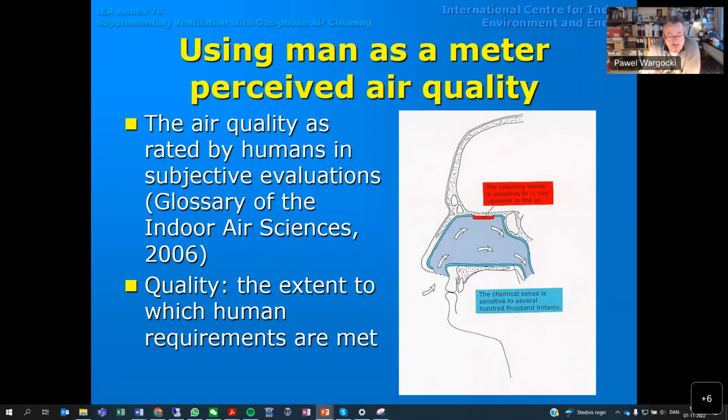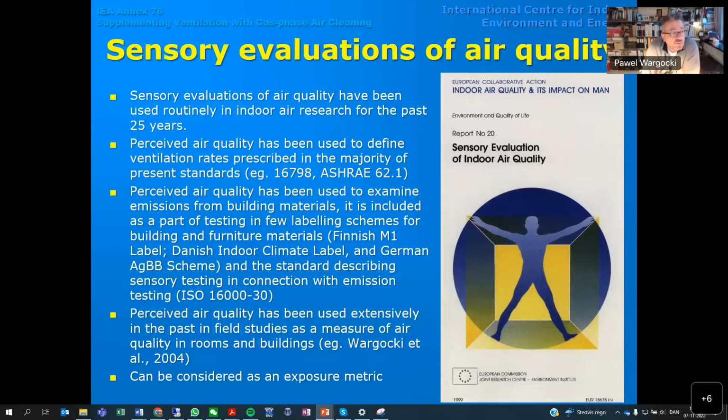And perceived air quality is defined as the quality as rated by humans in subjective evaluations, and quality is the extent to which requirements are met. For those who are new and have not heard about sensory evaluations of air quality, they have been used routinely for more than 25 years in assessments of air quality for different purposes. There is an ICIEE report that summarizes many of those different methods. I think it can be found and freely downloaded on the internet.